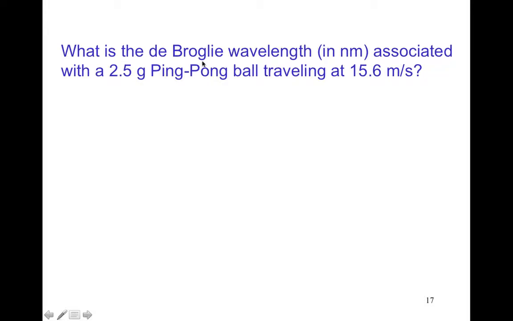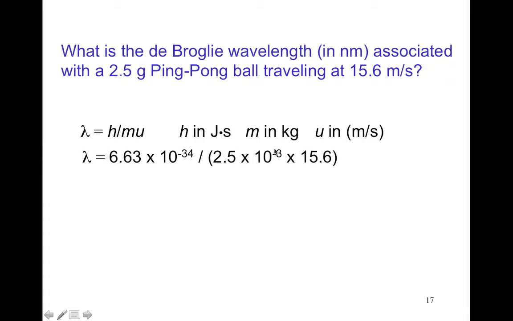And so you can use this to get the de Broglie wavelength for a ping pong ball. If we did something that had a mass that was a little more measurable than an electron, a 2.5 gram ping pong ball traveling at this velocity, you'd find that wavelength equals h divided by m and u, which is our velocity. h is in joules per second. Mass has to be in kilograms to use this equation. And then our velocity is in meters per second, which is pretty standard, so that's not too bad.